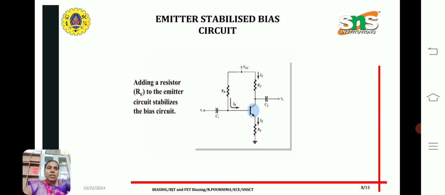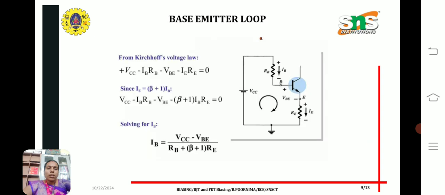Next is the emitter stabilized bias circuit. Here we add a resistance RE to the emitter circuit, which is used to stabilize the bias circuit. For analyzing the base emitter loop, we apply Kirchhoff's voltage law and get VCC minus IB into RB minus VBE minus IE into RE equal to 0. Substituting IE as beta plus 1 into IB, the base current is IB equal to VCC minus VBE divided by RB plus beta plus 1 into RE.